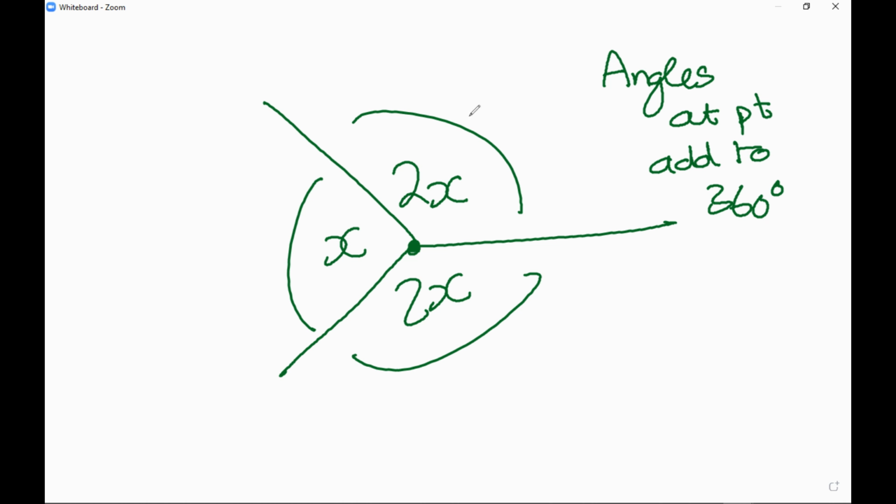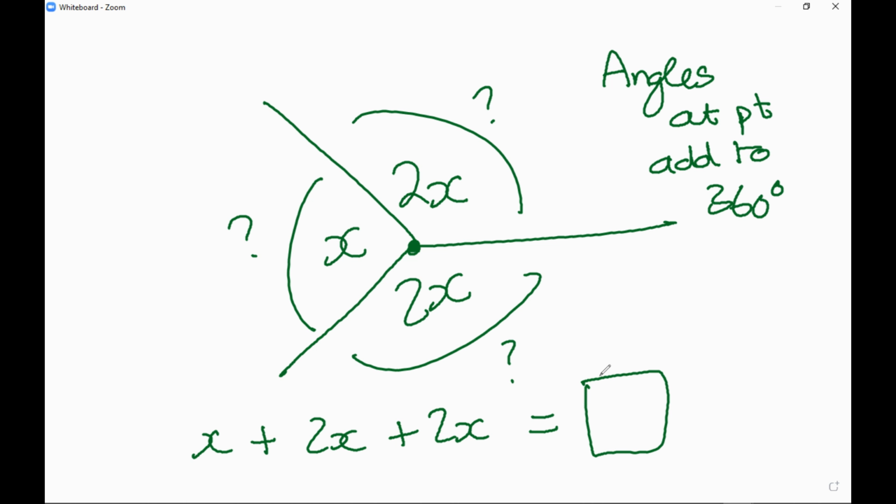What will this angle size, this angle size, and this angle size be? We need a bit of algebra in here. So what we do is we add it up. x plus 2x plus 2x is equal to what? What's 1x plus 2x plus 2x? What's 1 apple plus 2 apples plus 2 apples? How many apples do you have? 5 apples, right? So if I've got 5 apples, it's going to equal 360 degrees.